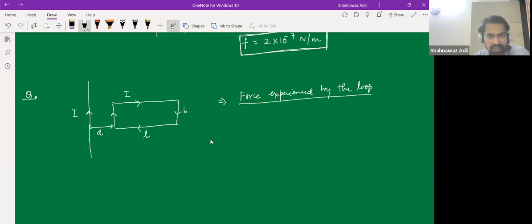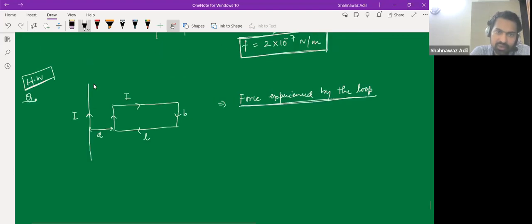Okay. So is the question clear to you guys? You can see that these are parallel, these are perpendicular, and these are again anti-parallel. So you guys have to figure out the force. Yeah, so this is the question. Clear, guys? Yes, sir. Yes. So please note it down and try this question.